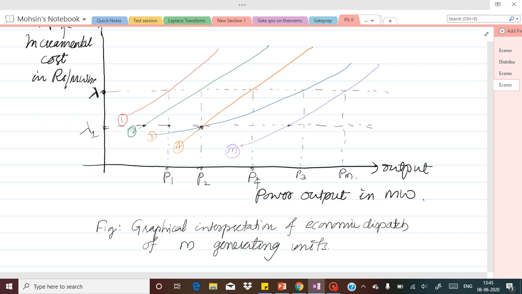That management has to be done by the load dispatcher, continuously monitoring the incoming load demand as well as the capabilities of the generating units, because those units come with specific capacities, a minimum value as well as a maximum value. At a particular incremental cost, some of the units may attain their constraints of minimum and maximum output. Therefore they will not be able to operate at that particular incremental cost, so that needs to be taken care of.